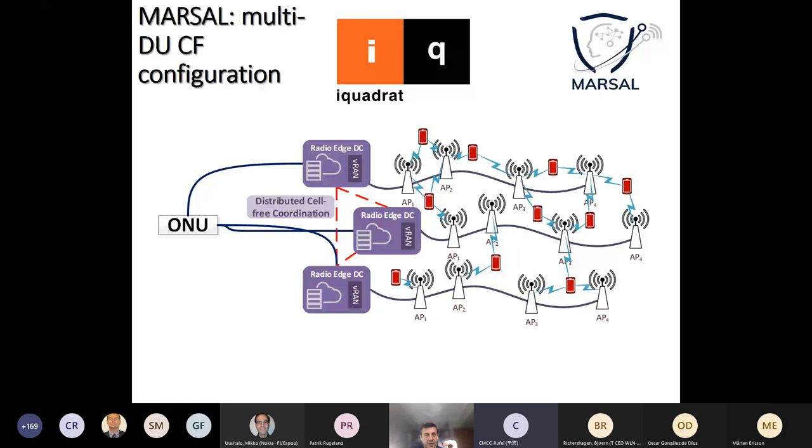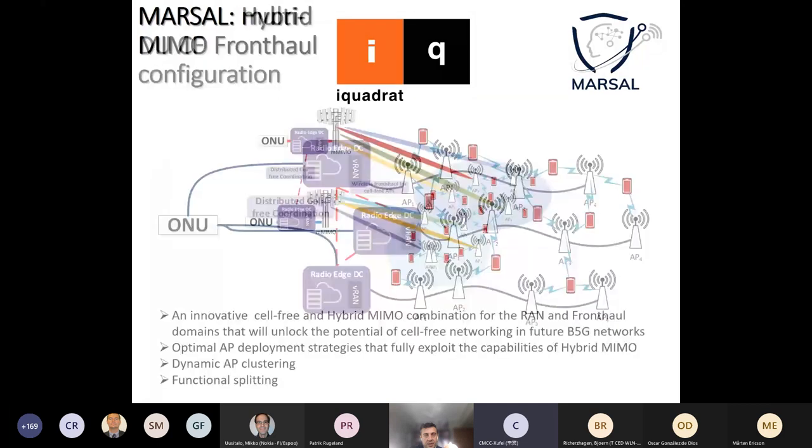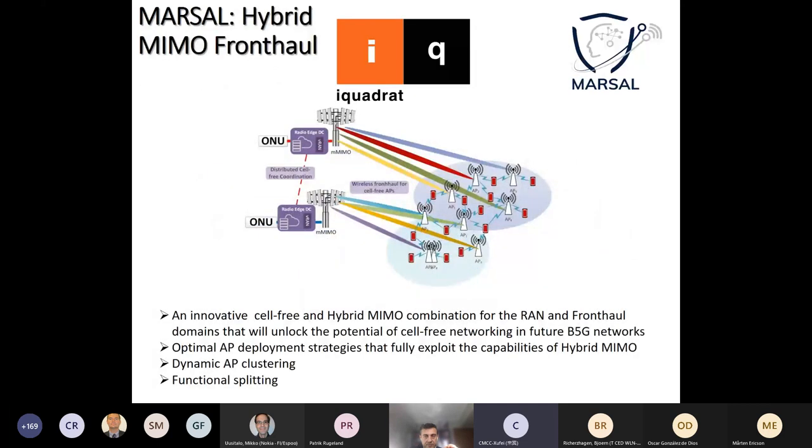In the second approach for the radio edge, we have a new hybrid MIMO fronthauling approach, specifically targeting cell-free networks by considering advanced beamforming and beam-sharing capabilities. So we have a new, let's say, access point topology adaptation in the cell-free networking approach. We have advanced scenarios where access points can be reassigned to different DUs on demand. Also, we have point-to-multipoint connectivity support through beam sharing from multiple access points.